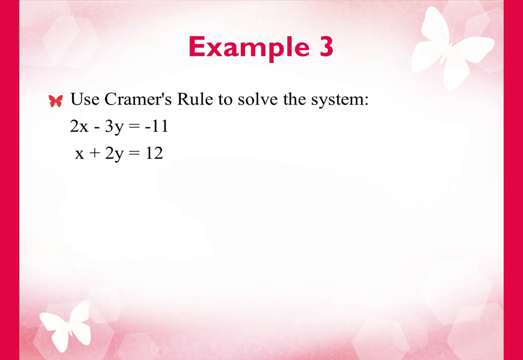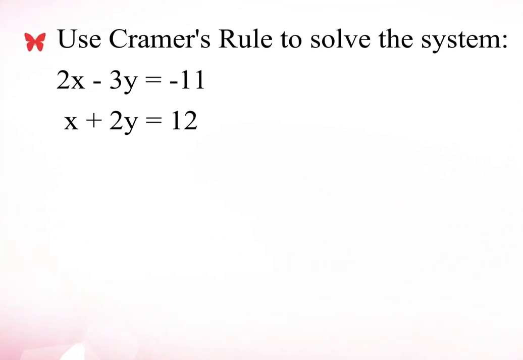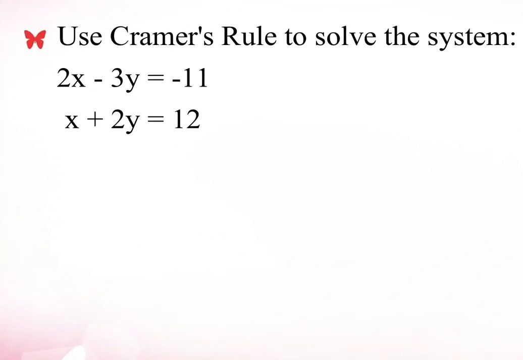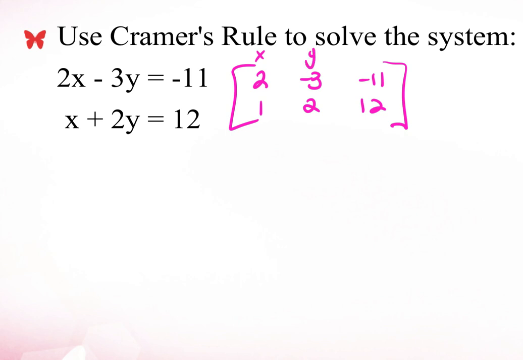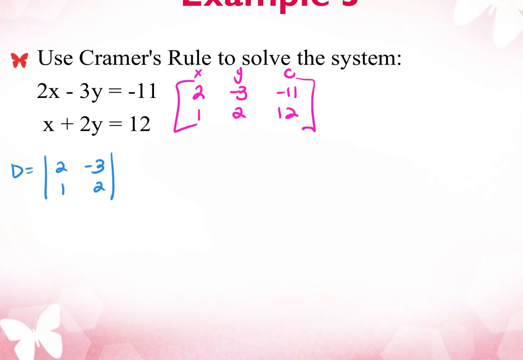All right, so it says use Cramer's rule to solve the system. First thing we're going to do is take our system and rewrite it in matrix form. 2, negative 3, negative 11, 1, 2, 12. Now the first column are our x's, the second column are our y's, the last column are your constants. So to find D, we do the x's and the y's: 2, negative 3, 1, 2. We're going to come back and find that determinant in a minute.